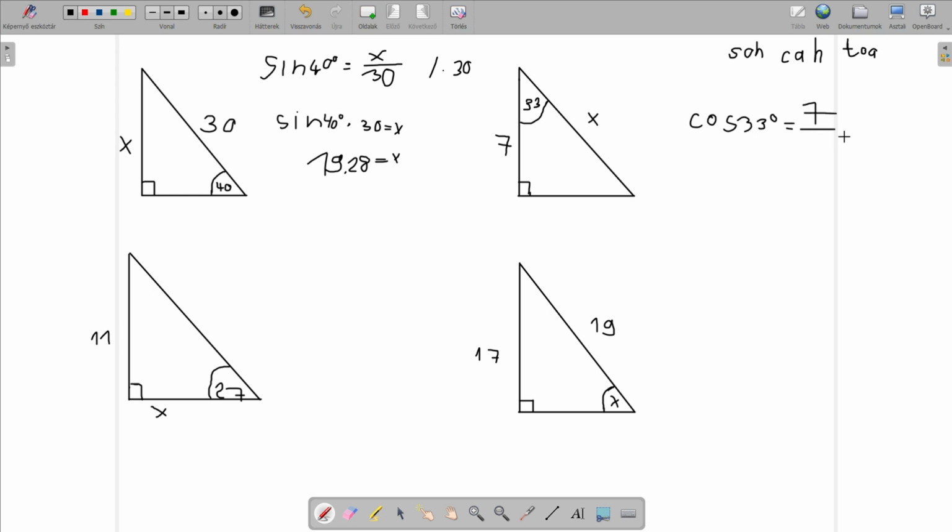7 divided by x, and then x is going to be equal to, we can multiply each side by x and then divide by the cosine of 33. So these two could be switched, and that is going to be equal to 7 divided by the cosine of 33. Let's type it in the calculator, everyone. 7 divided by the cosine of 33 is 8.35. Let's round it to 2 decimal places once again.